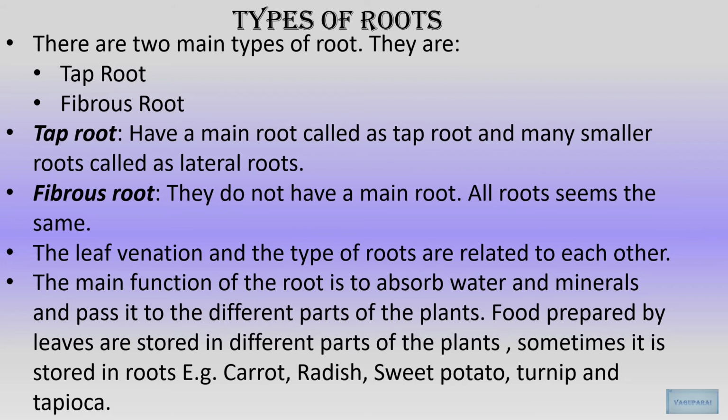Now, the main function of the root is to absorb water and minerals and pass it to the different parts of the plant that we saw. The other one is that food prepared by the leaves are stored in different parts of the plant. Sometimes it is stored in the root, example carrot, radish, sweet potato, turnip and tapioca. All these plants, the root is the place where the food is stored.